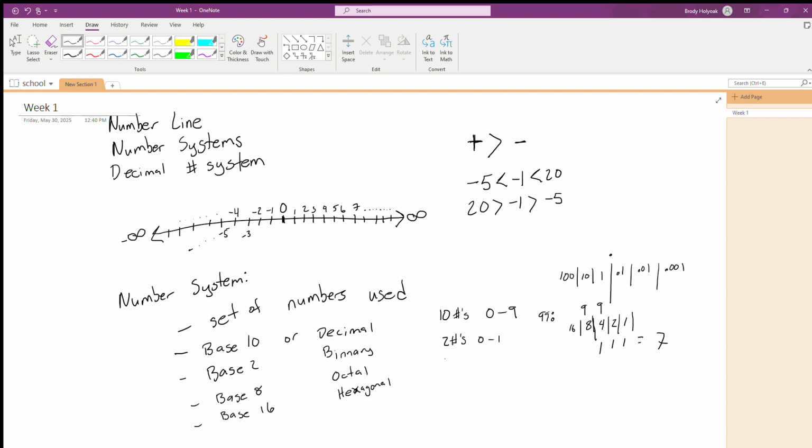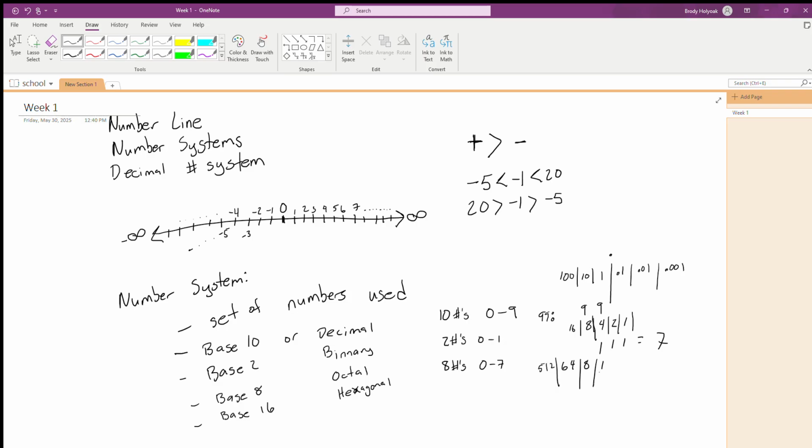Octal gives us 8, so we have 8 numbers to choose from. We've got 0 through 7. The same thing with that, it has its places. We have the 1's place, then we have the 8's, then we have the 64's and 512's and so on and so forth. So this gets bigger and bigger.